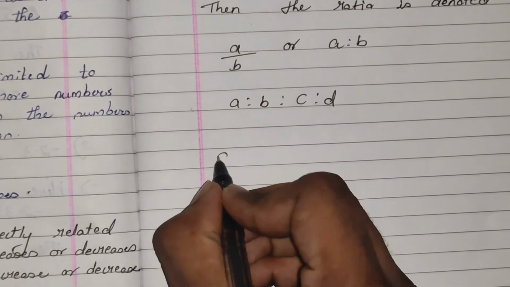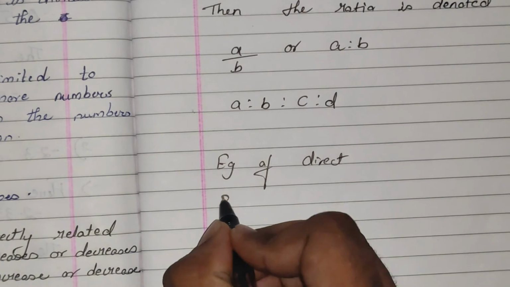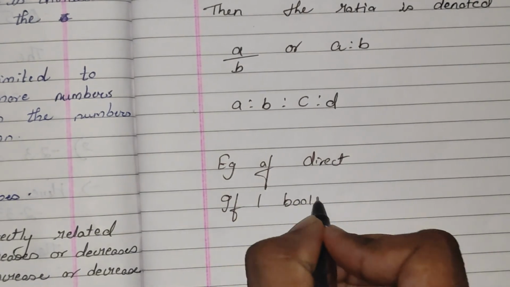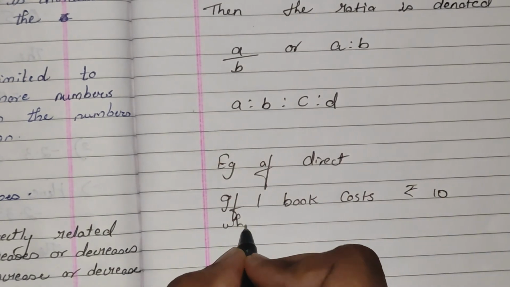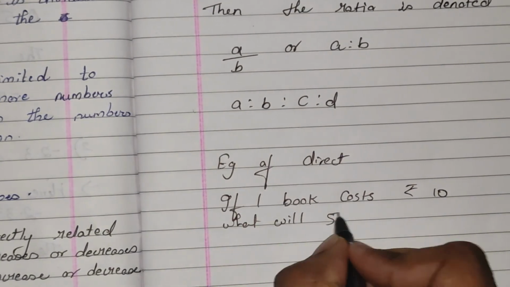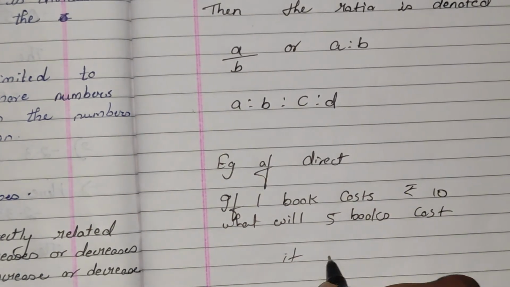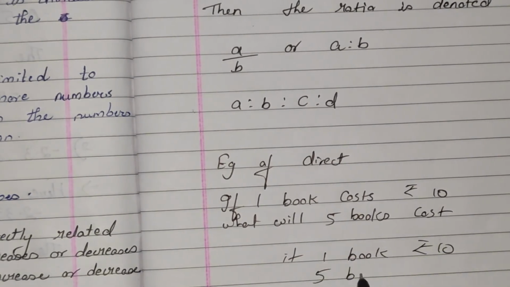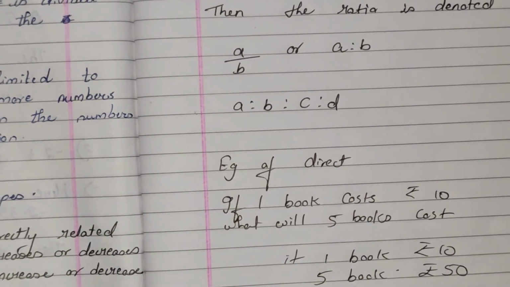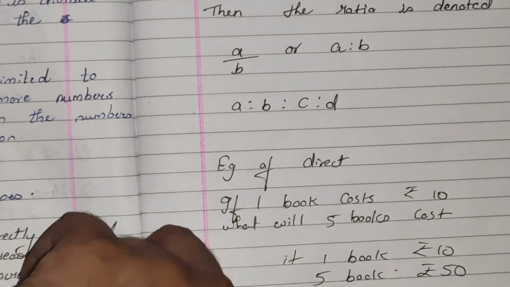First we will see an example of direct proportion. If one book costs rupees 10, what will 5 books cost? It is simple. One book is rupees 10, so 5 books will be rupees 50. What happened? The number of books increased. Similarly, the price that we were paying also increased.